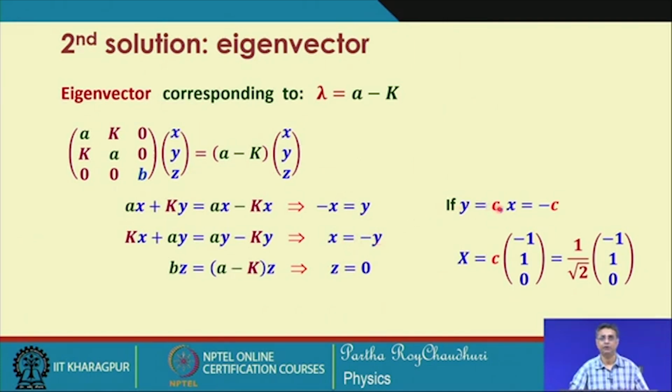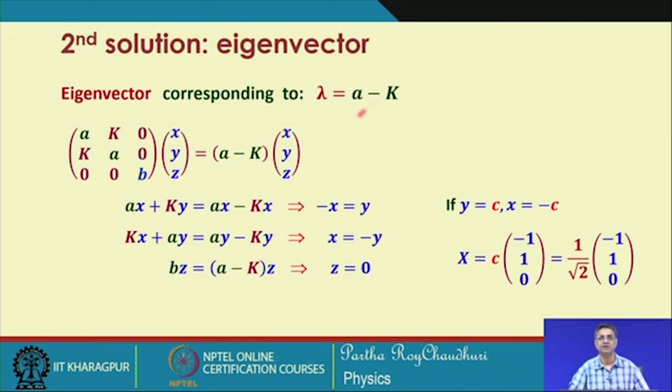Now, if y is equal to c, then x will become equal to minus c, and if you put it back, the third equation also gives you that z is equal to 0. In the same way, as we found in the first eigenvalue case, b and a minus k are very unlikely to be equal. In that case, z must be equal to 0. So, we get this eigenvector corresponding to the eigenvalue a minus k.